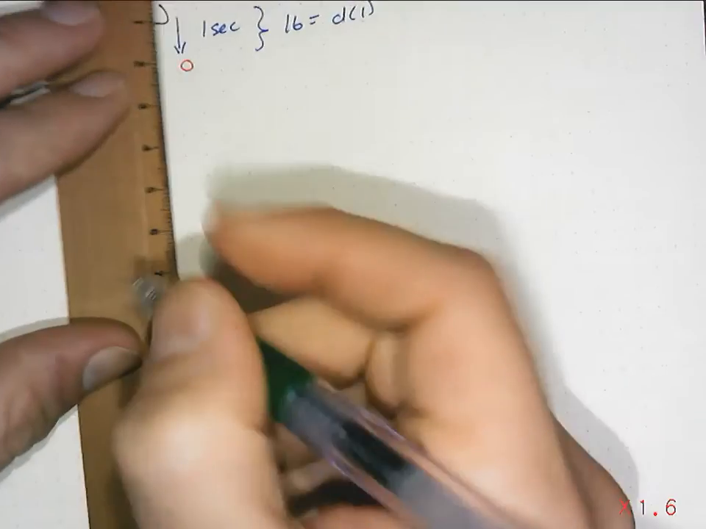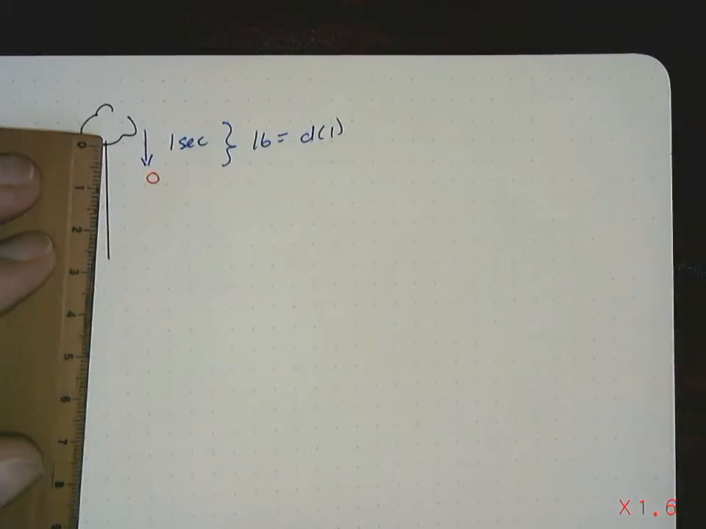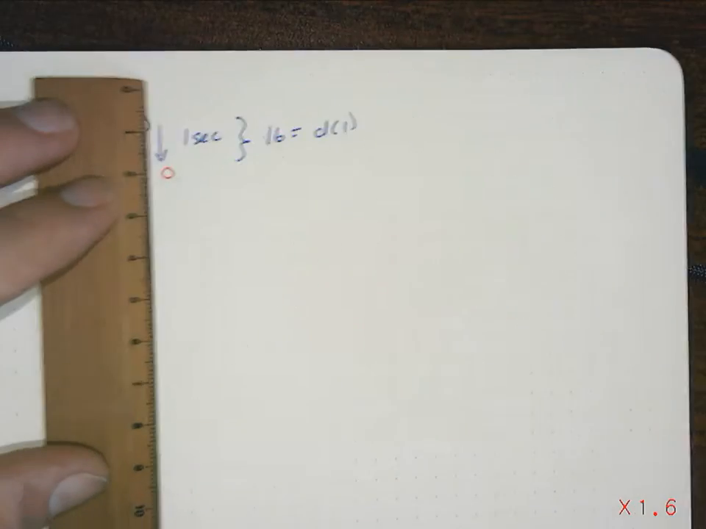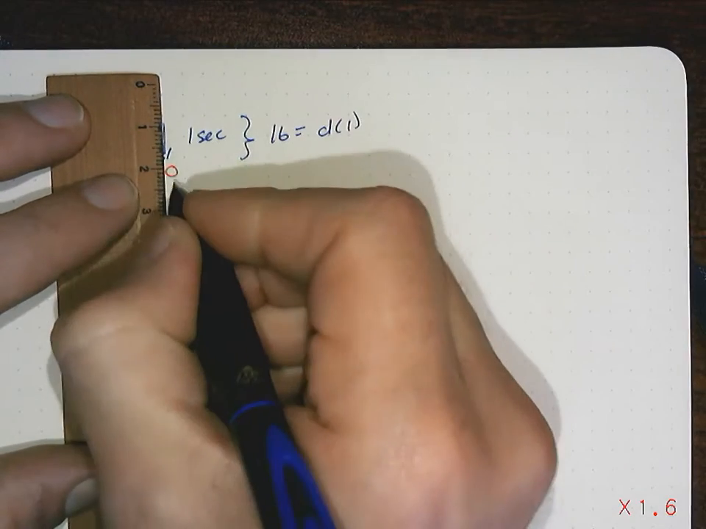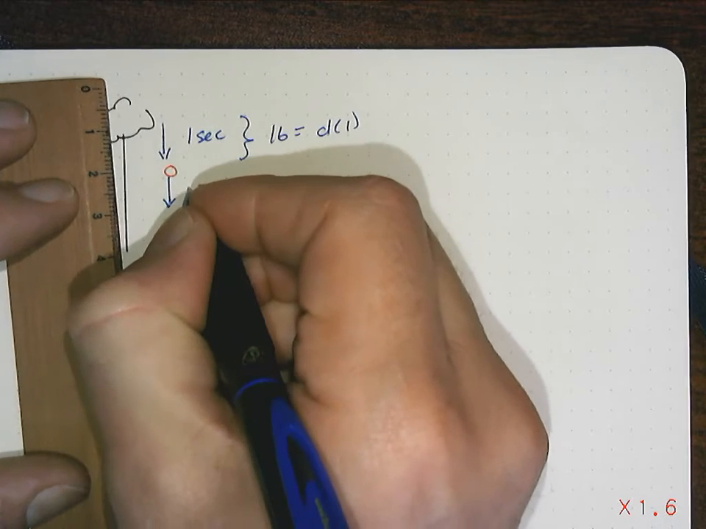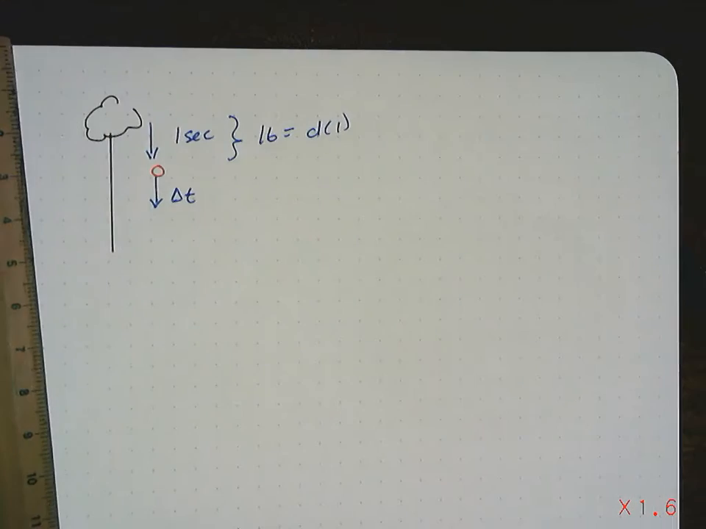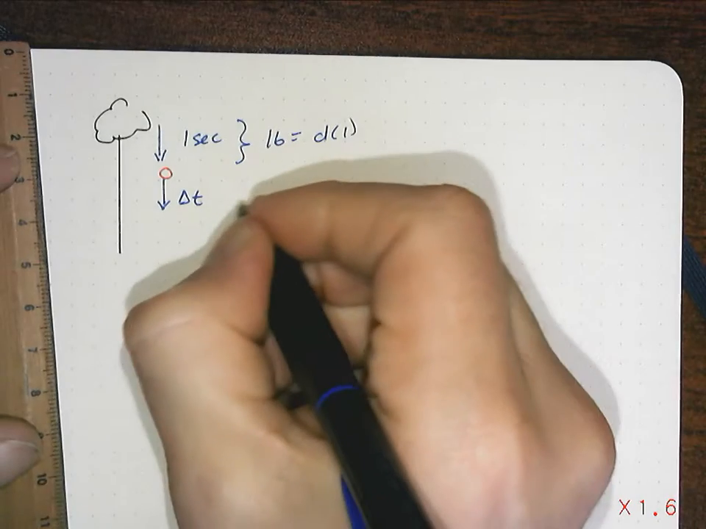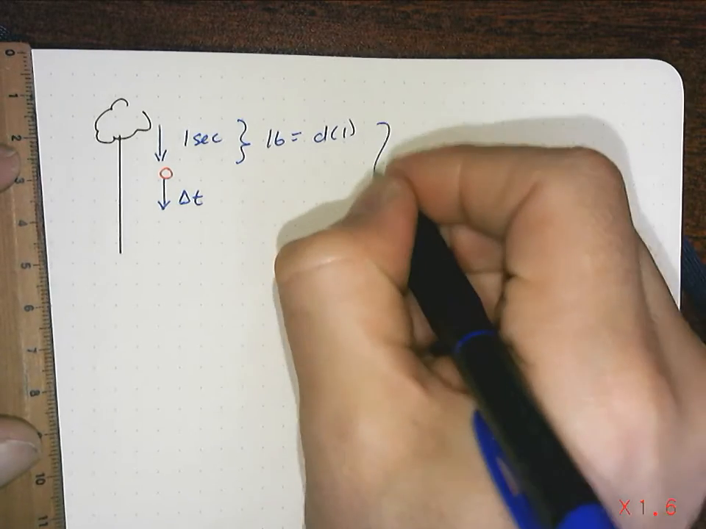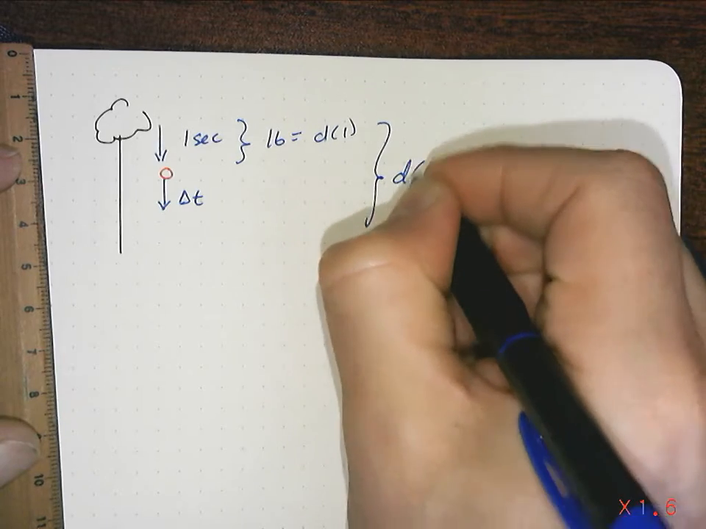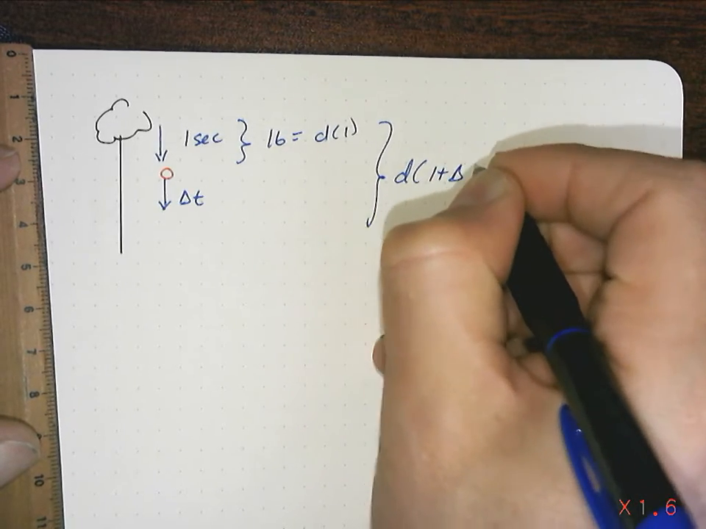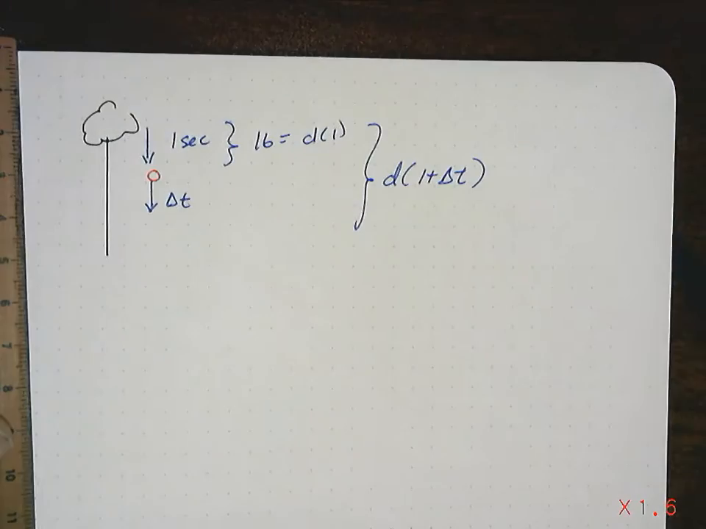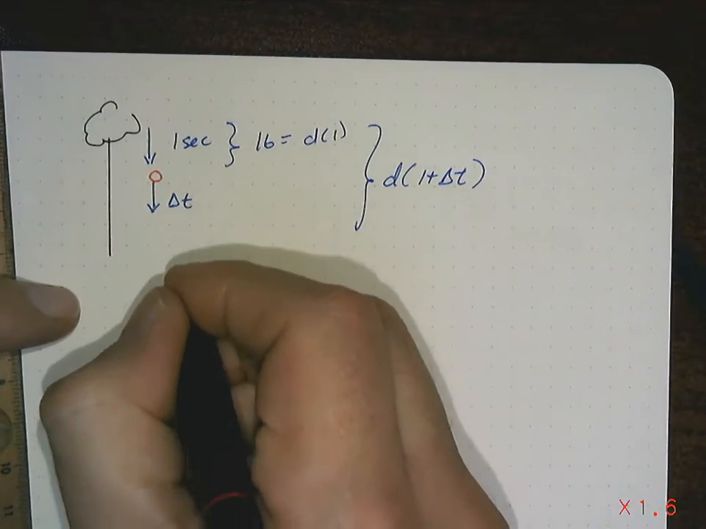Newton realized that this wasn't good enough if we want to get instantaneous speed, because this gave us a 0 on the bottom. He realized we had to let it fall a little bit more time. We had to let it fall a little bit more. So this new distance is going to be the distance of 1 plus delta t. Okay?